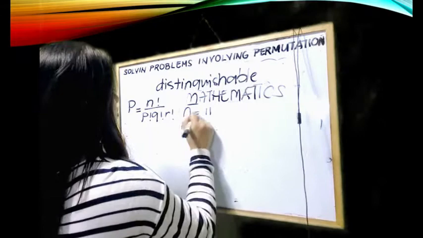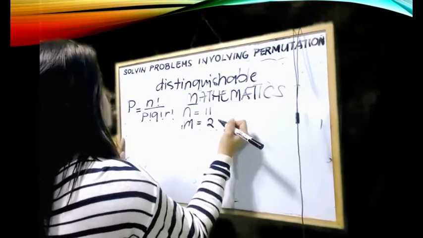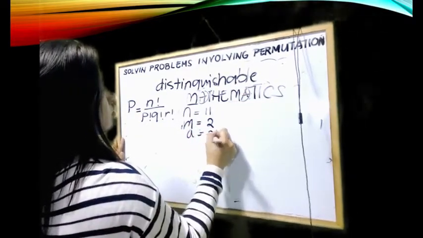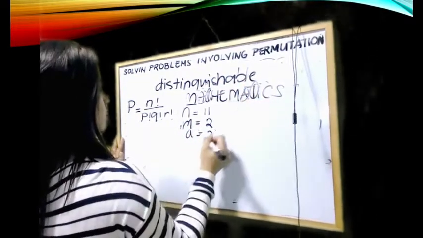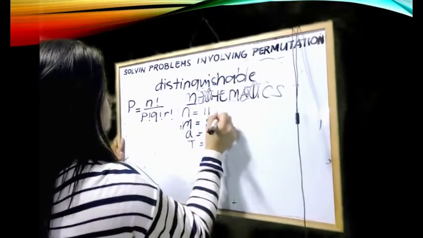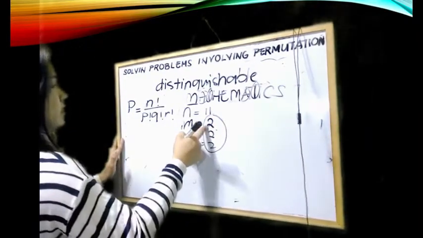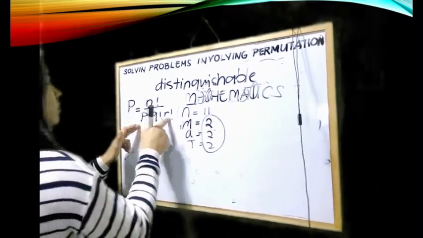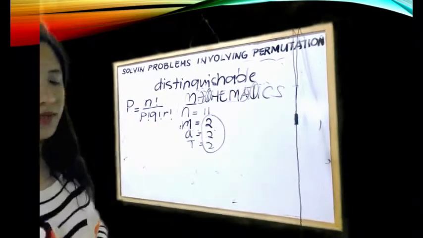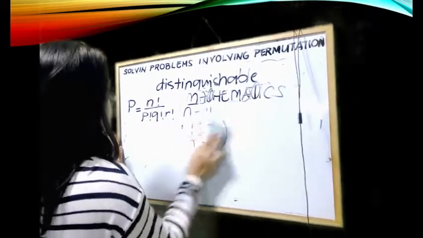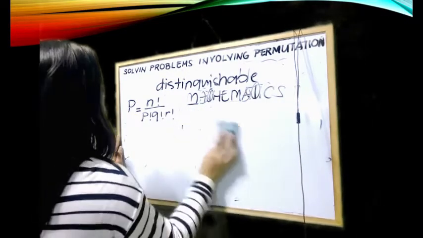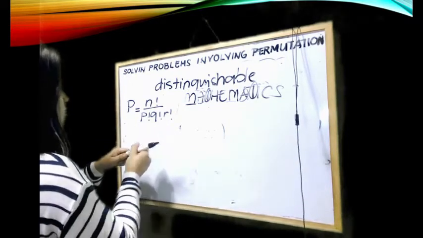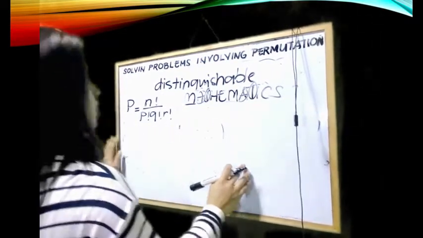So your M is repeated twice. And what's another letter? Letter A, repeated twice. What else? Letter T, repeated twice. So take note of this frequency. This frequency, 2, 2, 2, will be substituted to these three letters P, Q, and R. That's why I said if there are only two characters that are being repeated, then it will be N factorial over P factorial times Q factorial. So applying it in the formula, you will know how the answer has been derived.